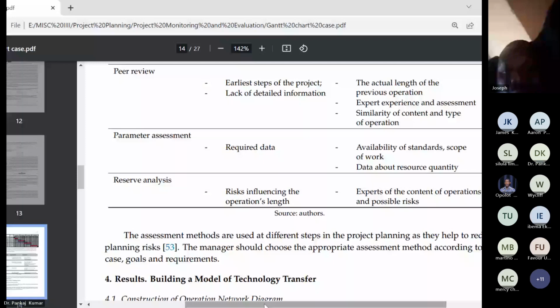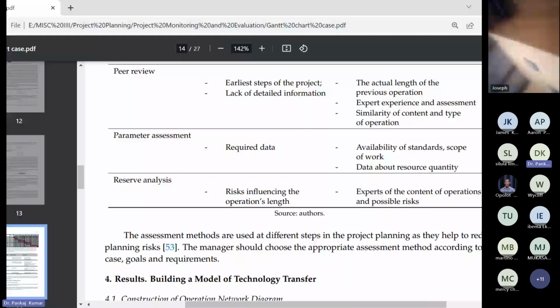So we are talking about reserve analysis. We can continuously monitor the project progress and the status of identified risks. When a risk materializes, activate the contingency reserves promptly to address the issue and prevent delays. In this way, we do the reserve analysis of the operations and possible risks.